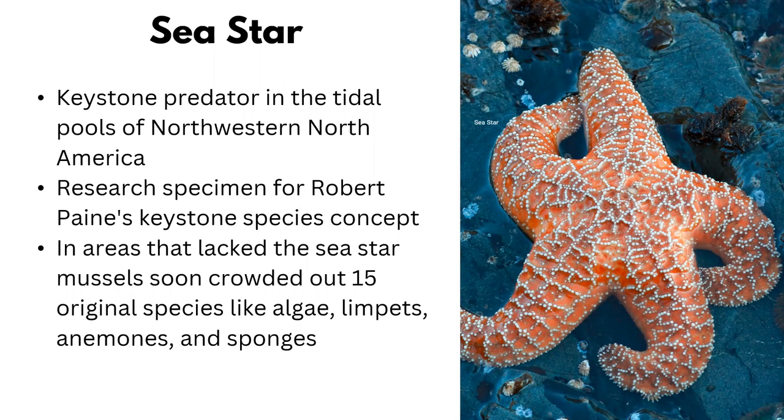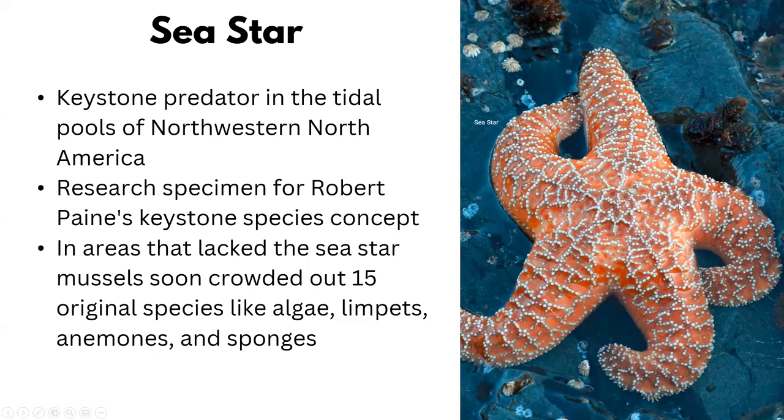So things like algae and anemones and sponges, when he took out those sea stars, the mussels took over and there was nothing to stop them. So there was not enough room for anything. So just having that uncommon keystone species in there made a huge difference for the environment. Within a year of his research, the biodiversity that was originally there with the sea star was cut in half. So when he took it out, half that amount of diversity just was gone just because of this one species.